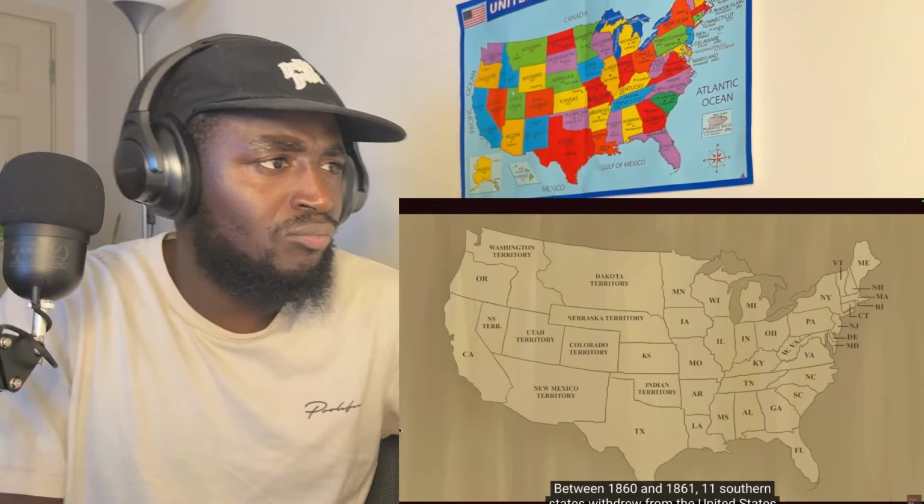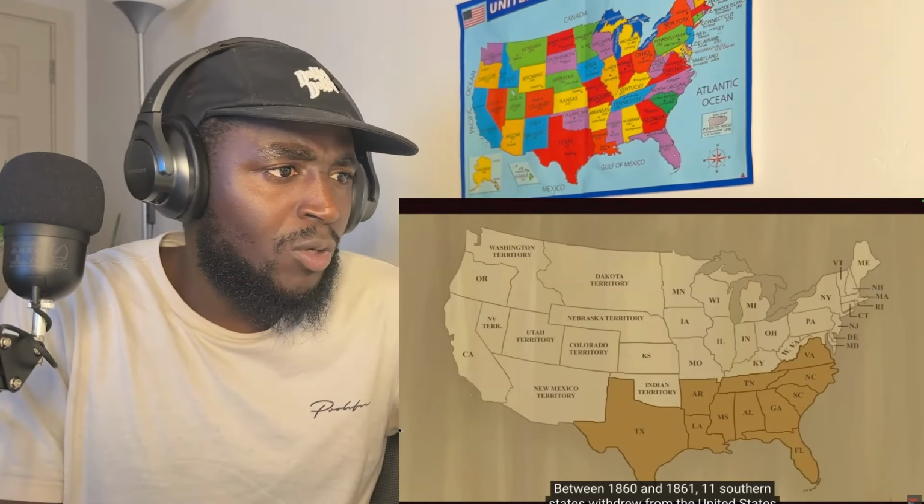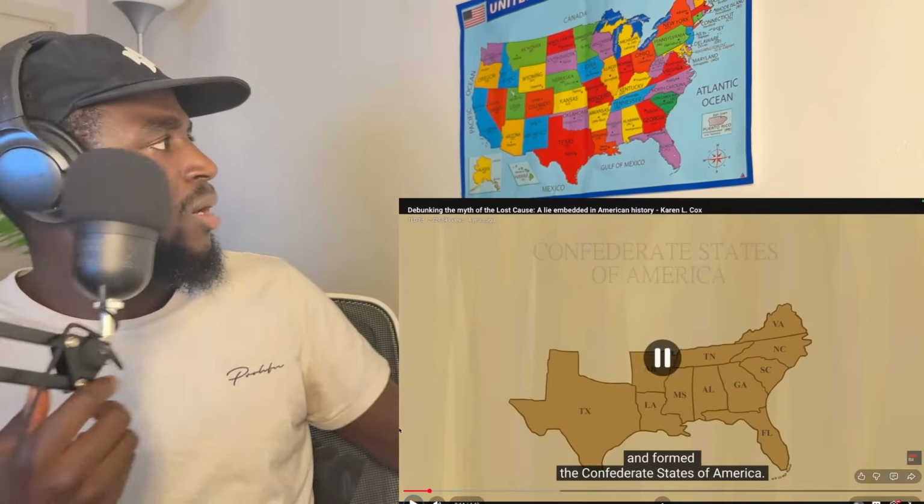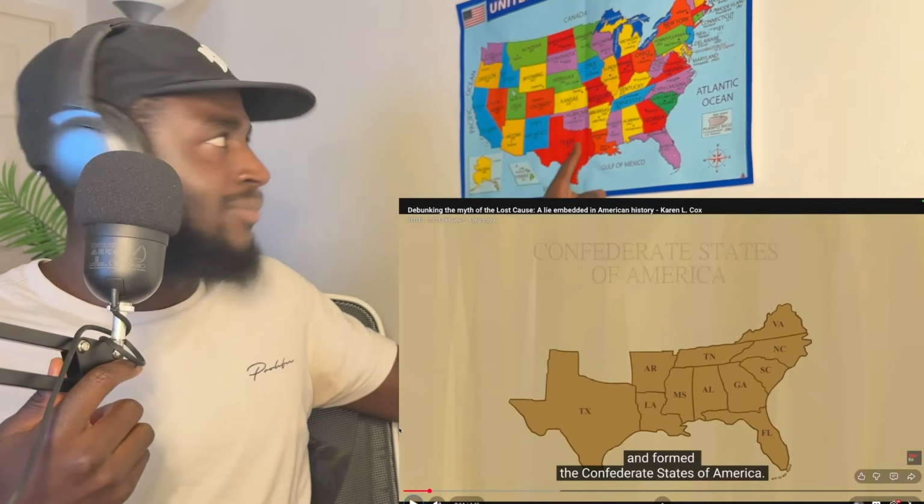Between 1860 and 1861, 11 Southern states withdrew from the United States and formed the Confederacy. So all these states right here.